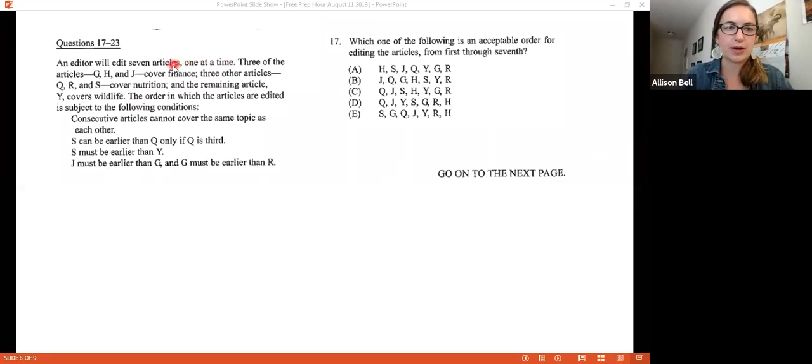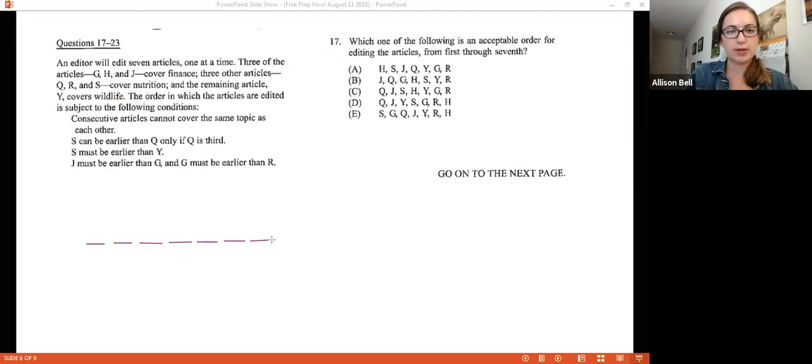So let's talk first about, again, game recognition. We know that this is an ordering game because it uses the language of earlier than in all of the rules. But we also know that there's kind of an extra element to it. We have to sort of attach the label of finance, nutrition, or wildlife to each of these articles. So as we put them in order, we also need to keep track of their labels. So I'm going to set up a similar diagram to the one that we used for the last game, where I have 7 lines at the bottom.